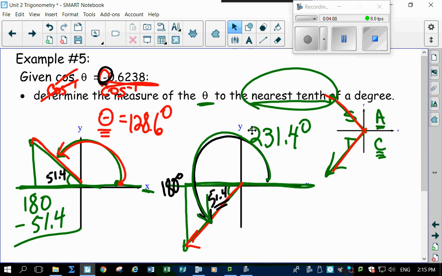So do you see why it's really, really important to know what is a reference angle, what is an angle in standard position? And a lot of the calculations are built on this reference angle, and that's why those guys are so important.